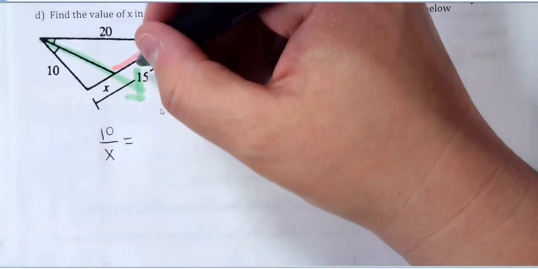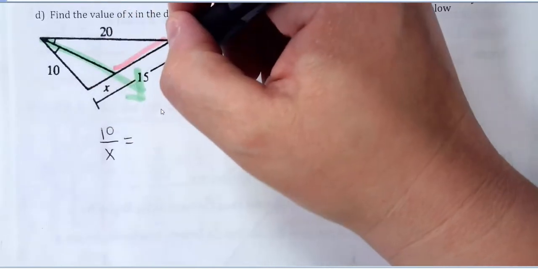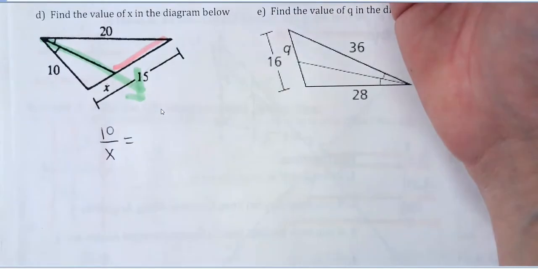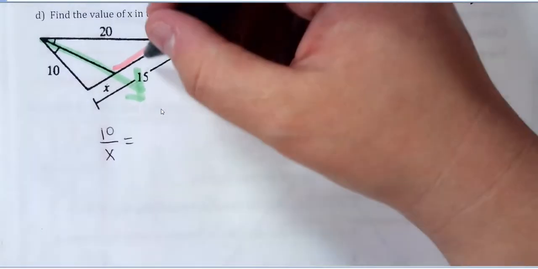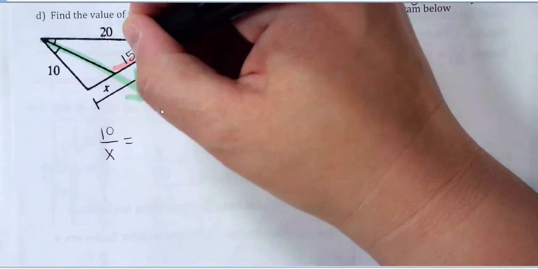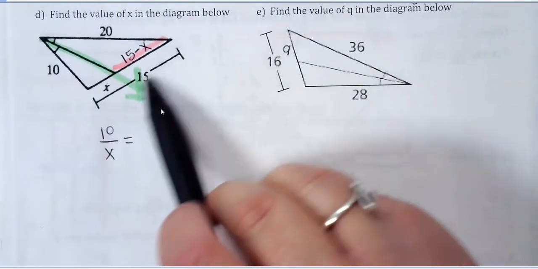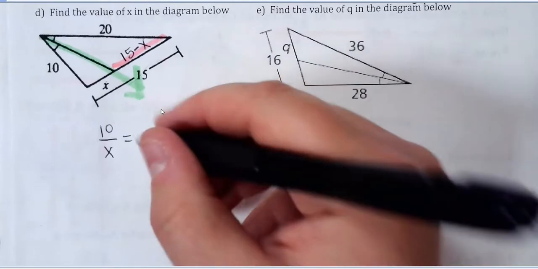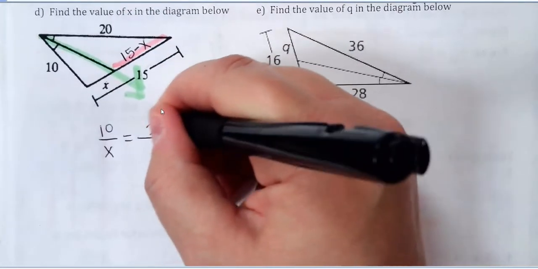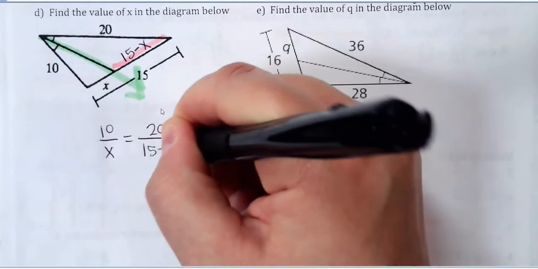So here, the whole side is 15. If I knew the value of x, I could just take 15 minus that value and get a number, but I don't know x. So I have to use an expression here. This piece would be the whole thing, which is 15 minus x. And then I can set up my other side. So the 20 would go over 15 minus x.